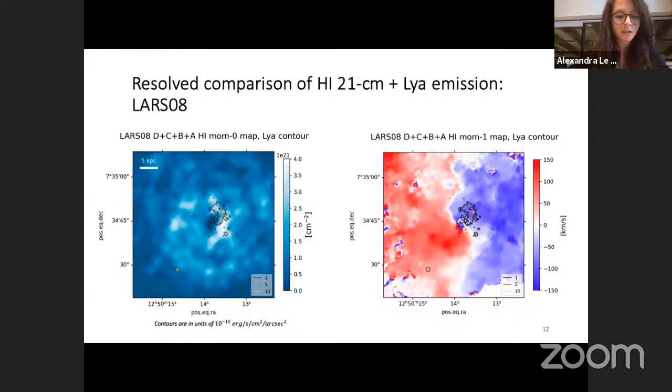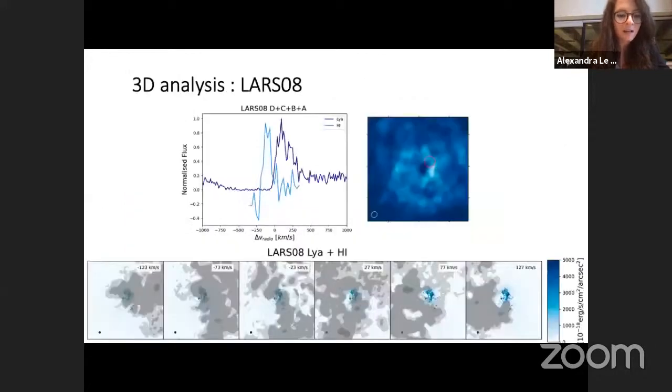Now this is interesting, but I think the more interesting part is the 3D analysis, because we can do that with an HI cube. The top panel shows the Lyman alpha versus the HI spectrum. Lyman alpha is the very dark blue line, and HI is the lighter blue line. They're both extracted in the same small 3 arcsecond aperture. And what you can see is that there is a redshift of the Lyman alpha line and a blueshift of the HI compared to zero velocity, which could explain why Lyman alpha photons can escape easily in the galaxy.